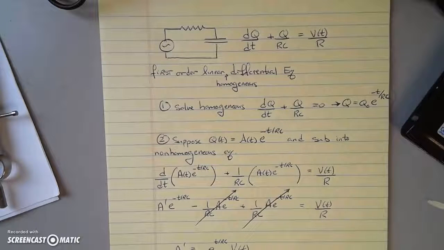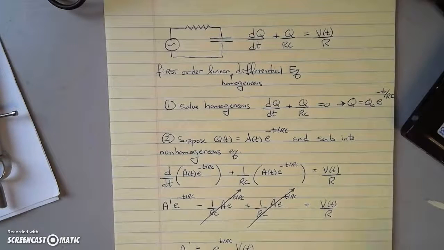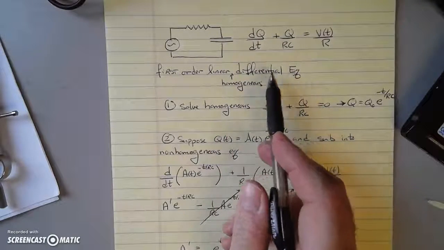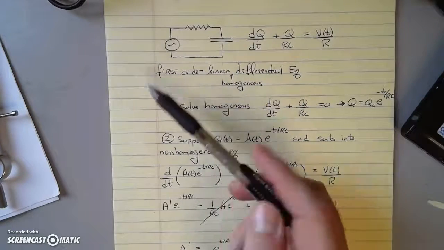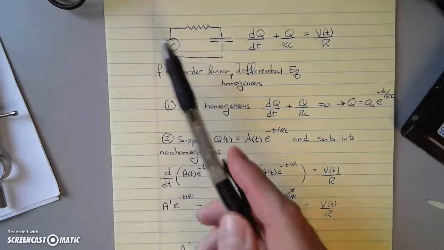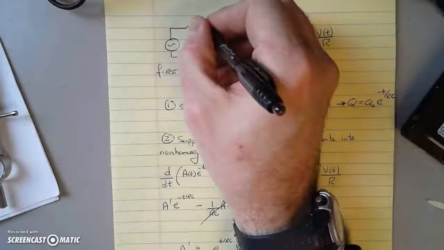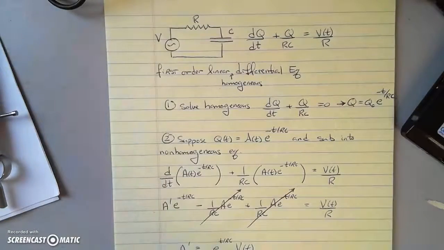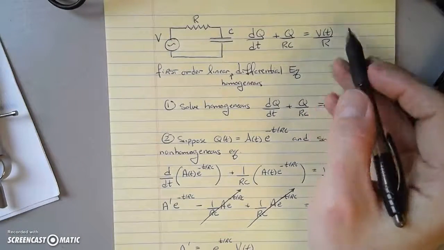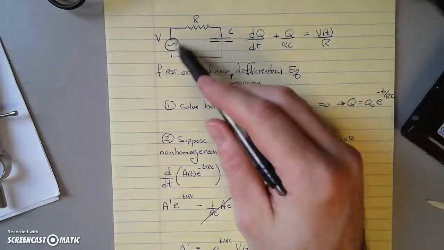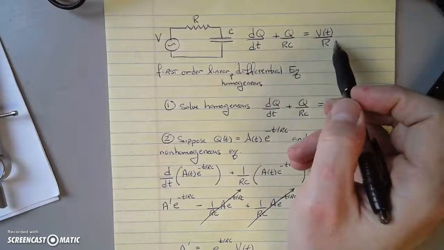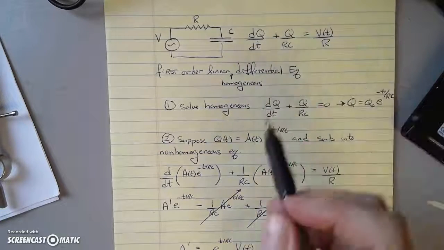Alright, so let's go over this example of solving a first order linear homogeneous differential equation. The setting is a simple circuit with a resistor and a capacitor. Resistor has resistance R, capacitor has capacitance C, and we're going to look at a voltage source that's going to vary in time. Use Kirchhoff's loop rule and rearrange things a bit, and you'll get this differential equation.